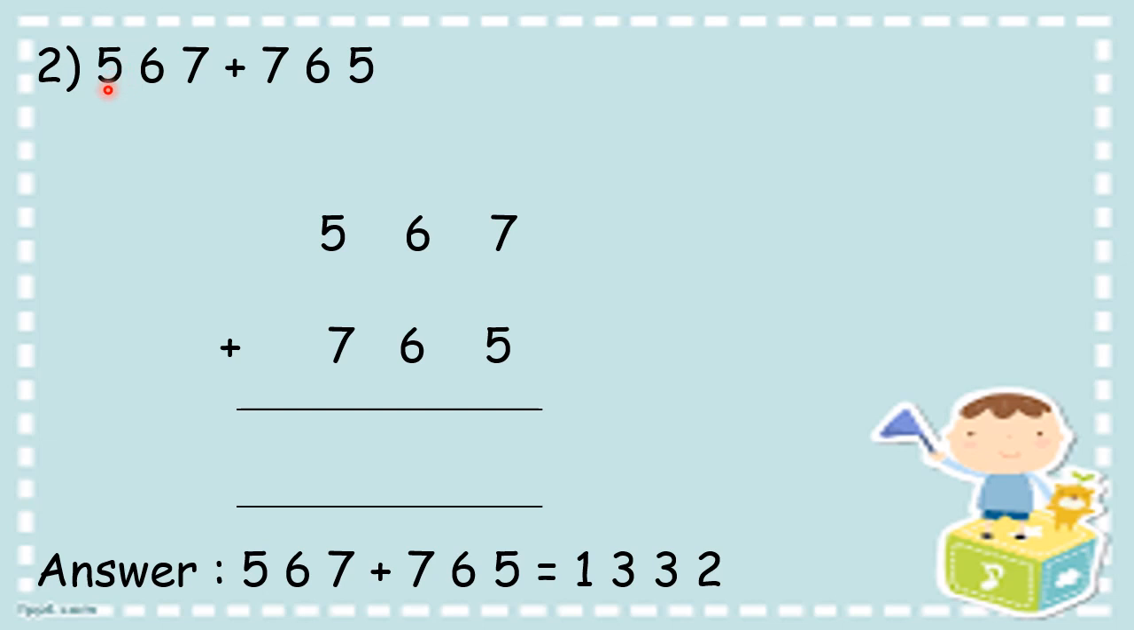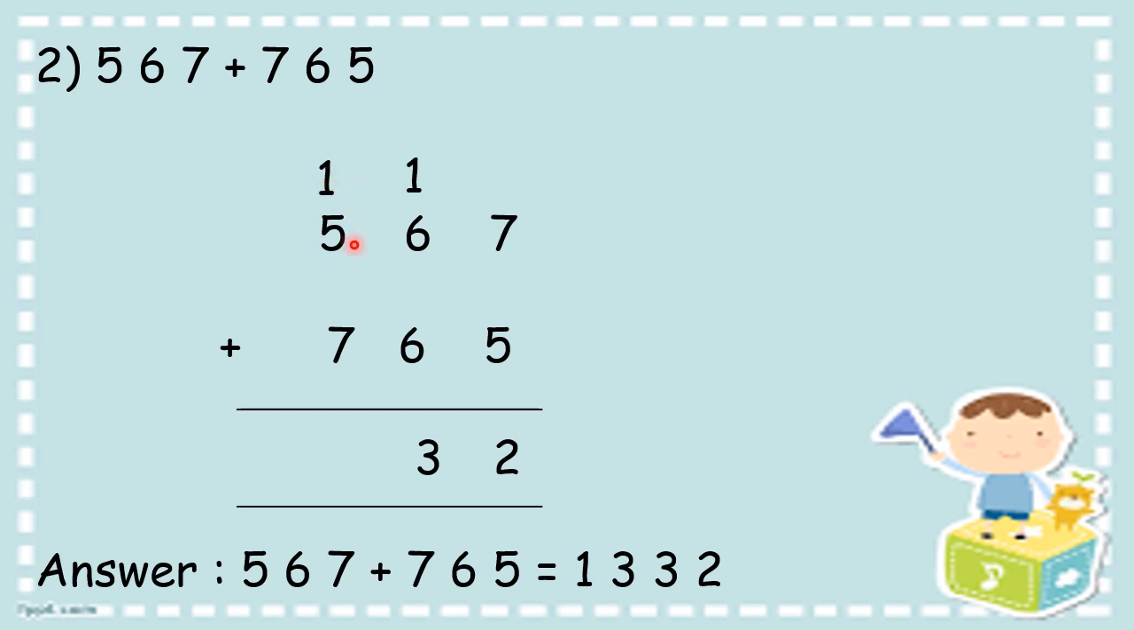The second one, it is 567 plus 765. So it has been written column wise and we have to add first ones place. It is 7 plus 5 is equal to 12. So in 12, 2 we have to write here and that 1 has to be carried over to tens place. So 1 plus 6 is equal to 7. 7 plus 6 equal to 13. In 13, 3 we have to write here and that 1 has to be carried over to hundreds place.